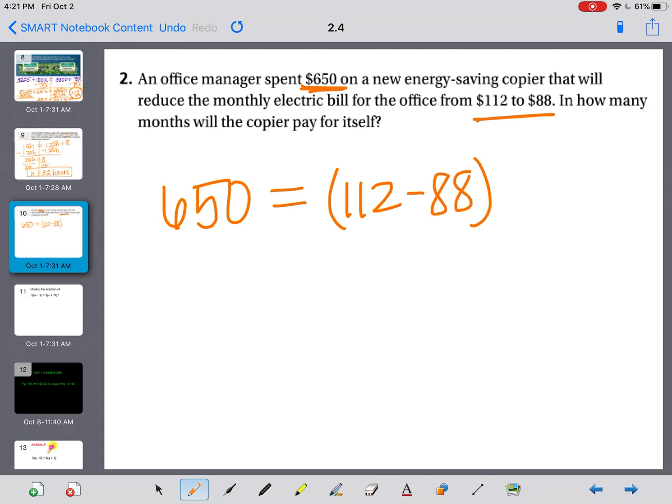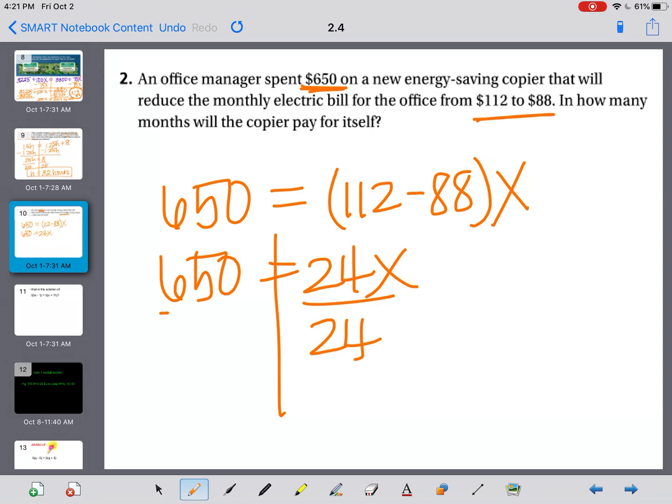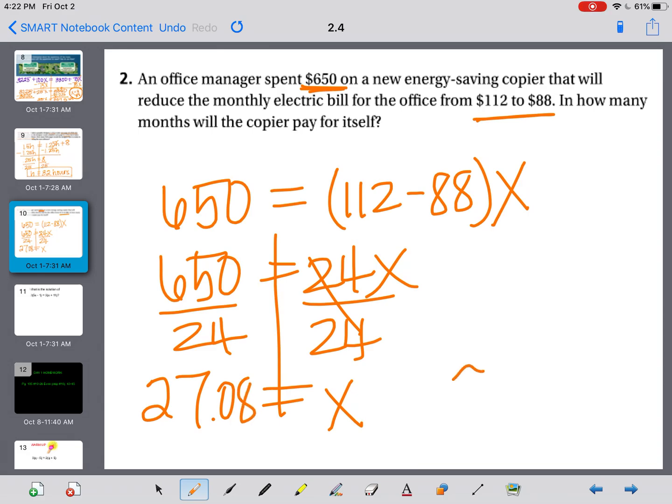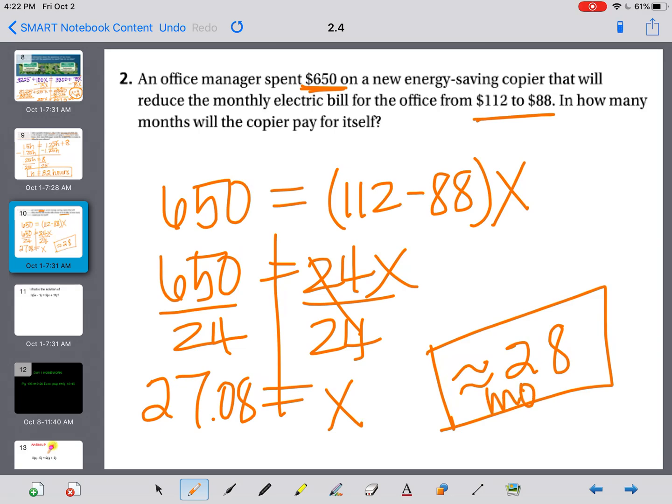Well, how much did they save? They went from 112 to 88. Whatever that is per month is what our savings is going to be. Okay, well, 112 minus 88 happens to be 24. So now it's just a one step, and I have to divide by 24. 650 divided by 24 gives us about 27 months, but it's actually just a tiny bit more. So I would say that it's about 28 months, because 27 isn't quite enough.